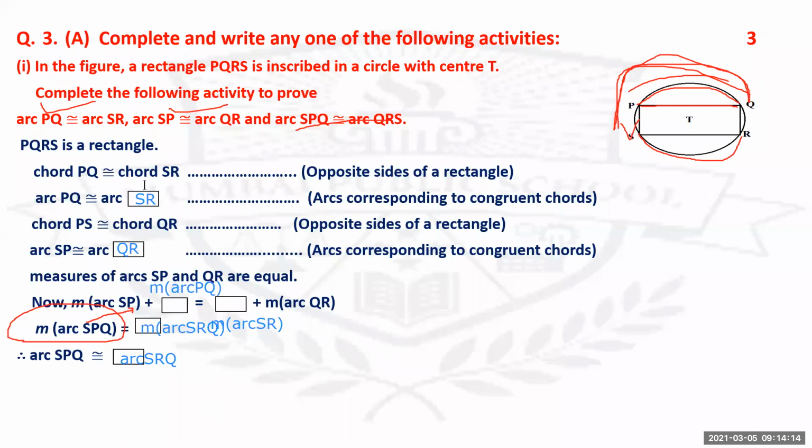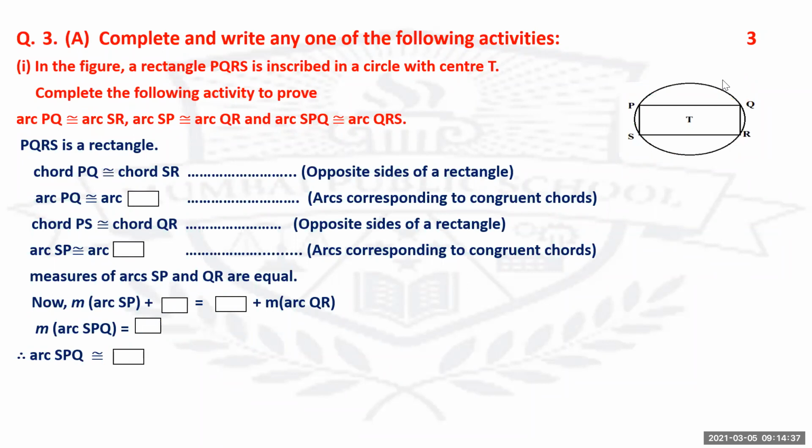Check how many boxes are there? 1, 2, 3, 4, 5, 6. So in this question, there are 6 boxes. Each box consists of half mark. So if one box is correct, you definitely get half marks. Is this clear to all the students? Yes, sir. So now let's move ahead to the next question.